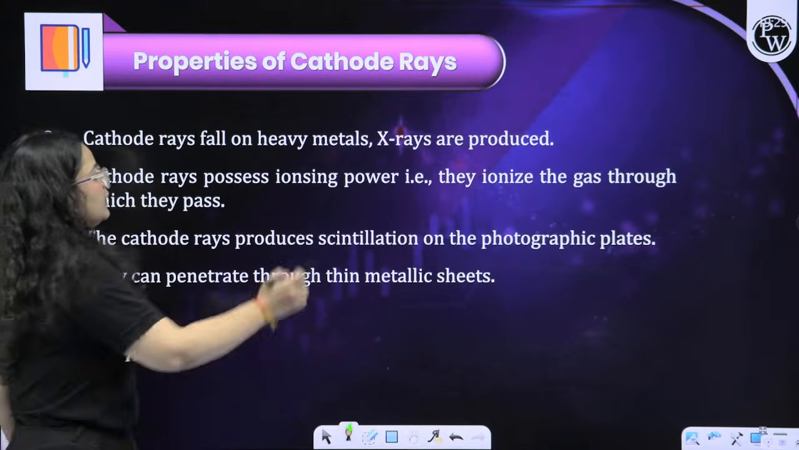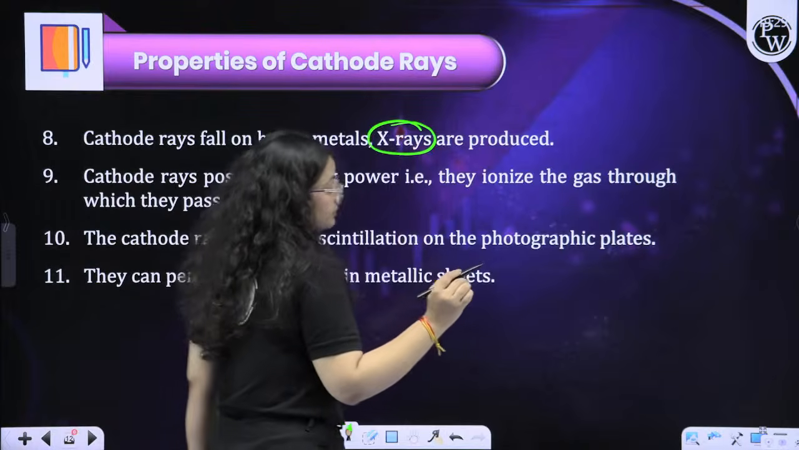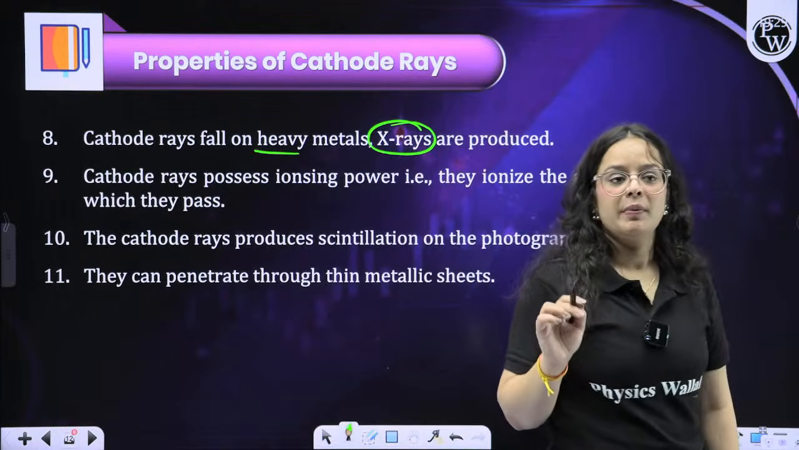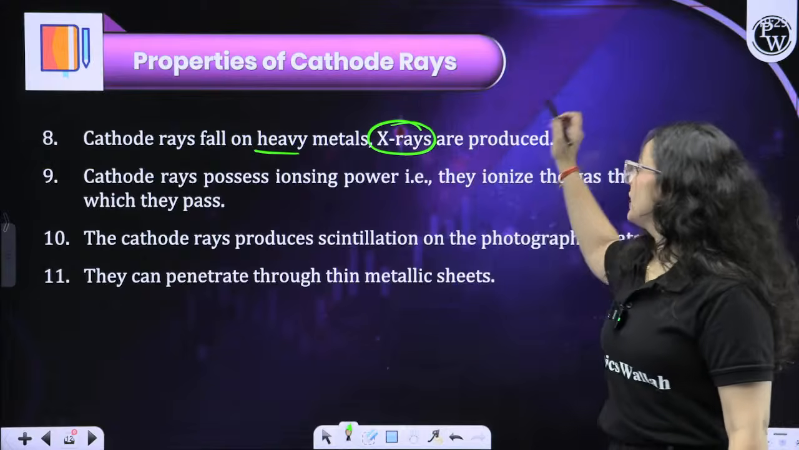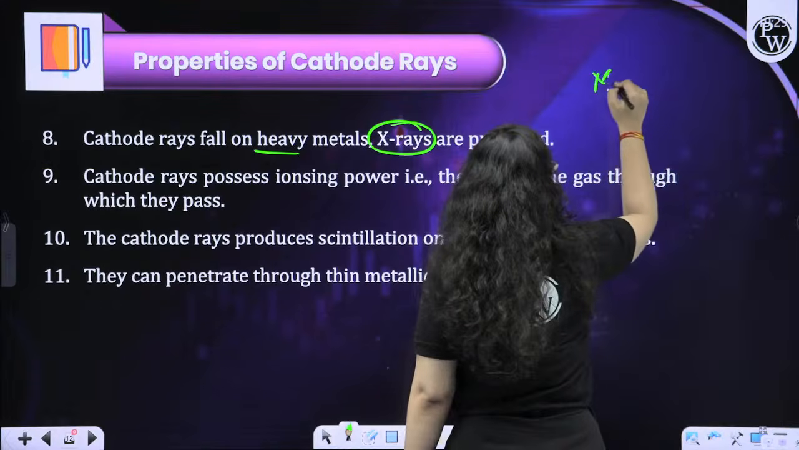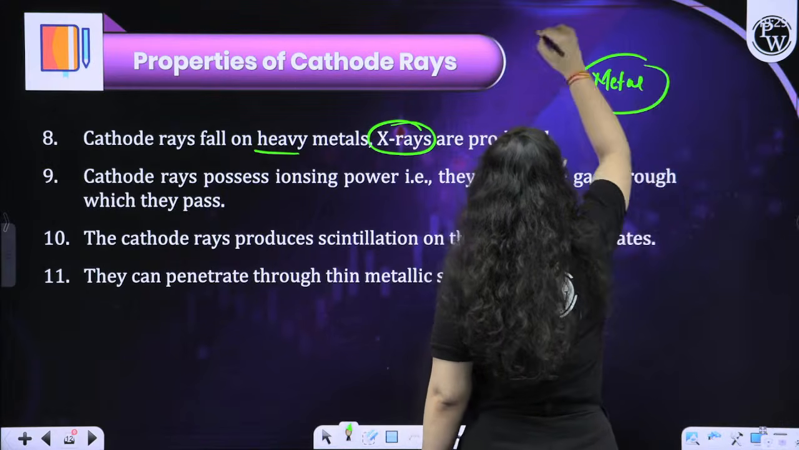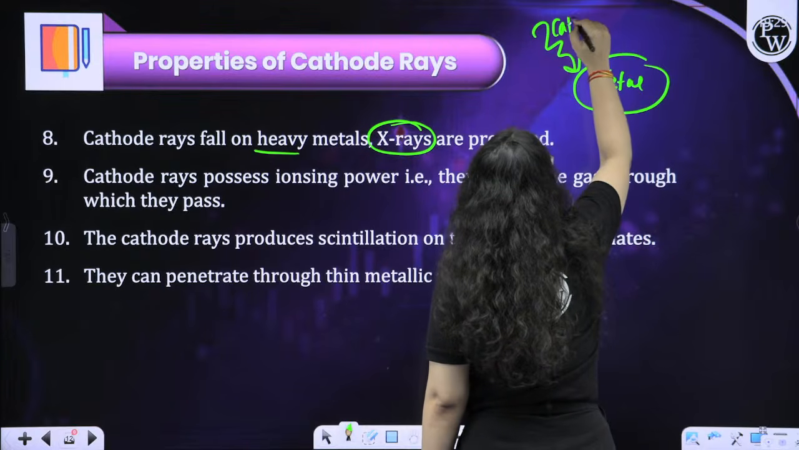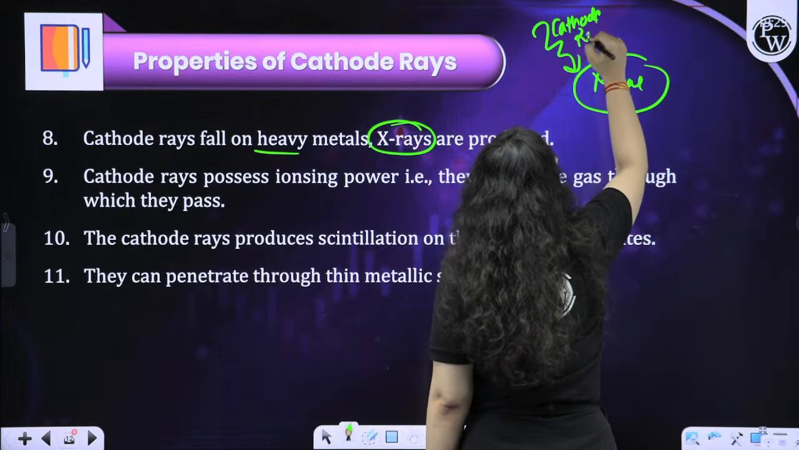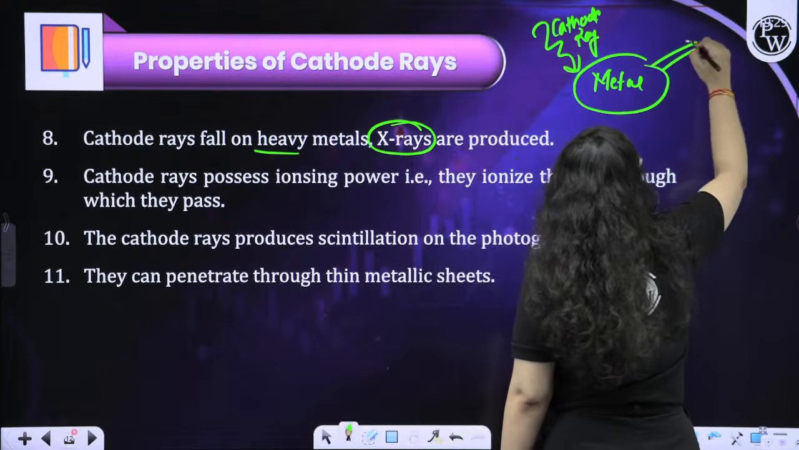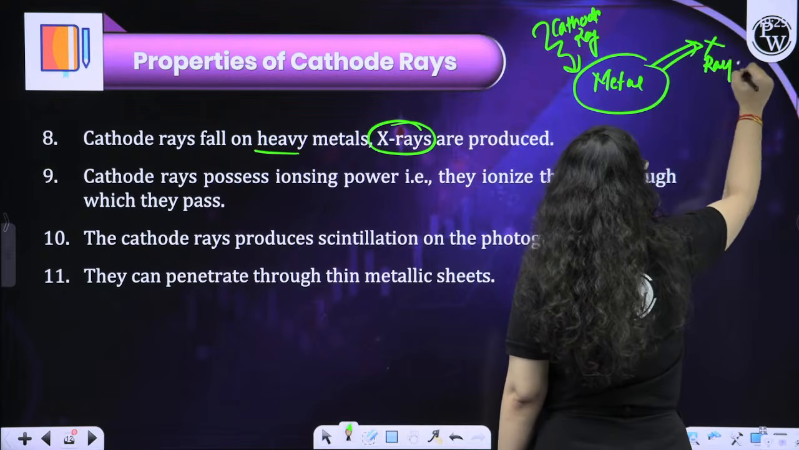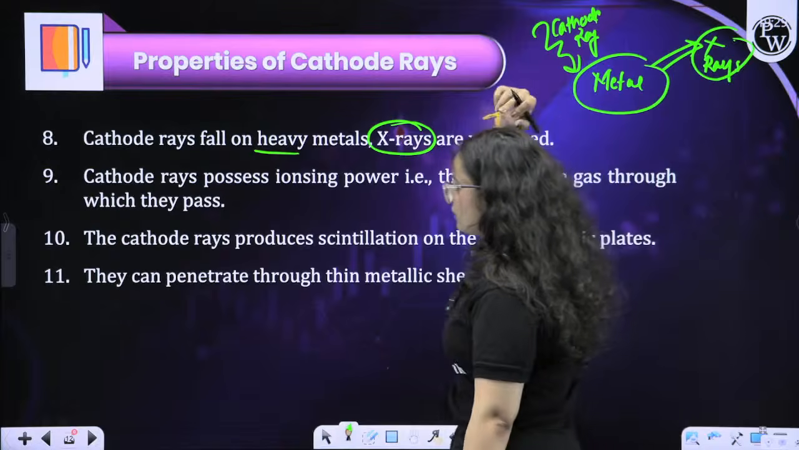Moving on, they will produce X-rays. This is a very unique property of production of X-rays. Whenever any cathode ray is falling on a heavy metal, they will produce what? They will produce X-rays. So this is another property of it.